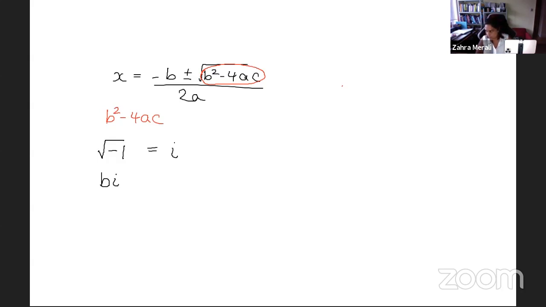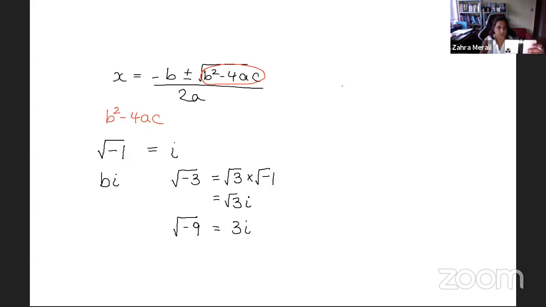So for example, if I gave you the square root of minus 3, that's the same thing as the square root of 3 times the square root of minus 1. So that would be root 3 i, because the square root of minus 1 is i. If we had the square root of minus 9, that's the same as 3i. And i is the square root of minus 1.